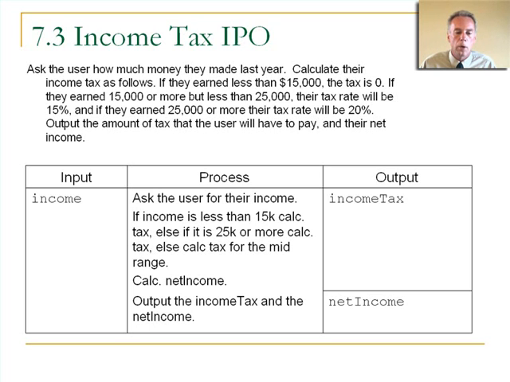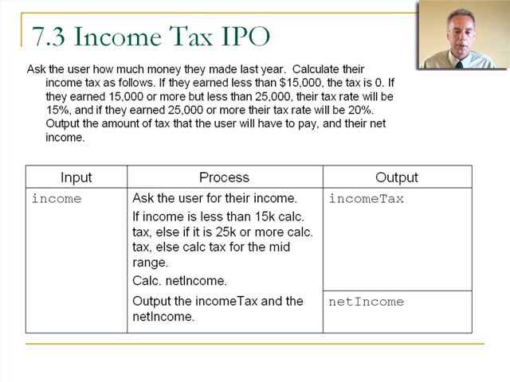Now, what are the outputs? Near the end it says output the amount of tax that the user will have to pay and their net income. So I put two variable names under output, income tax and net income. And now the interesting part of this one is, how do we get what's in the middle? How do we process this input and produce an output?